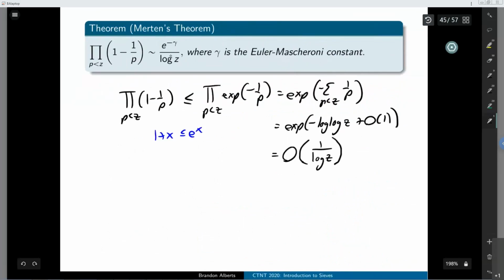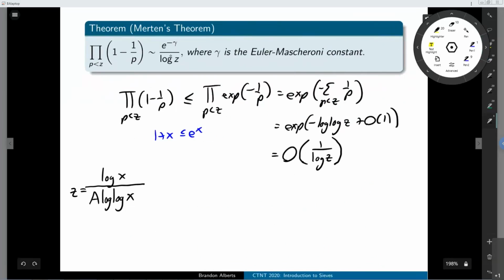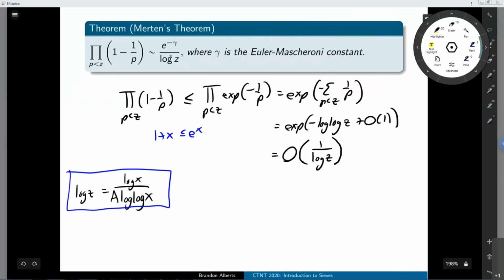And so the last thing that I want to end with, I want to tell you a particularly useful choice for z. We'll pick z is this function. Oh, sorry, that's not right. I want log z is that function. So z is the exponential of log x divided by some constant a times log log x. So why would we pick this choice of function?